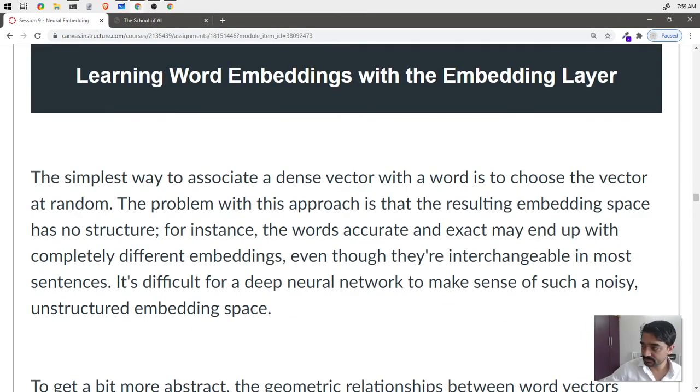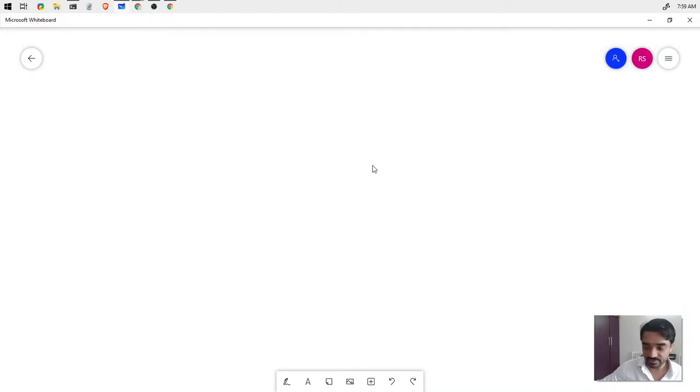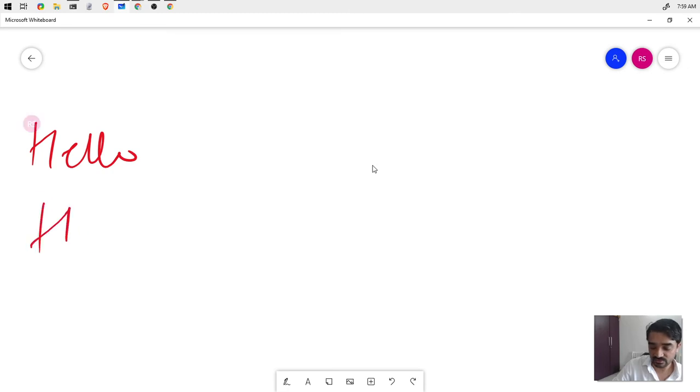Okay, so let's start. The simple way to associate a dense vector with a word is to choose the vector at random, right? We can literally do that. We can decide that we have these words. So the first word is, let's say, hello, the second is how, and the third is, let's say, hell, right? And we can assign them some random numbers.